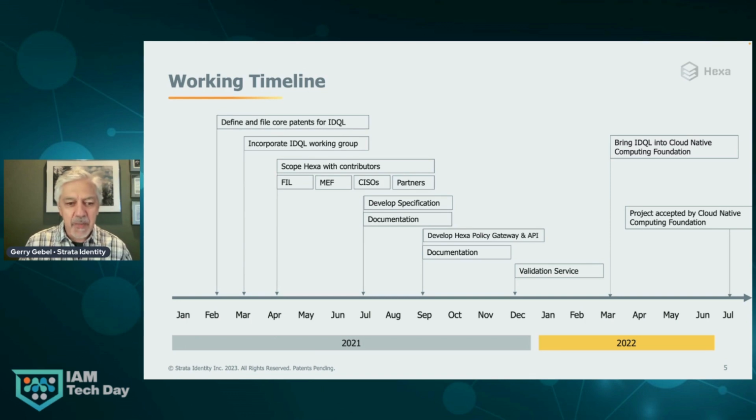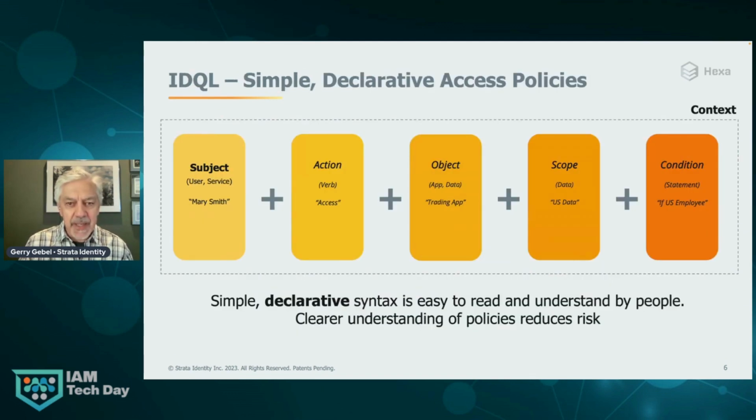So let's talk about a couple of different components. First, IDQL itself, Identity Query Language. What is this? Well, this is a standard way to define or author an access policy. And you can see here, of the colored boxes, it's a 5-tuple model. That is subject, action, object or resource within a set of scopes or within a set of conditions. So it's meant to be a declarative model that's easy to read and understand what's happening within the policy.